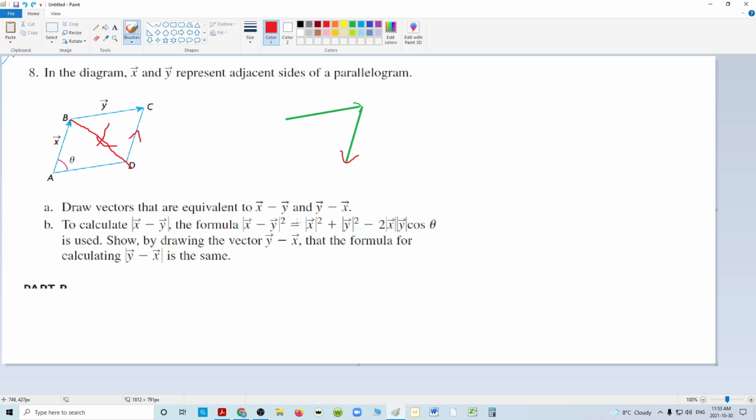Show by drawing the vector y minus x that the formula for calculating x minus y is the same. Well, because these are parallelograms, this distance here and this distance here are going to be the exact same. And that's because if you look at the triangles, that triangle is congruent with that one, and this triangle is congruent with that one, but they're also all congruent with each other. That with that, and that one with that one, which means the lines in distance will always be the same. And that can be just shown with congruence.